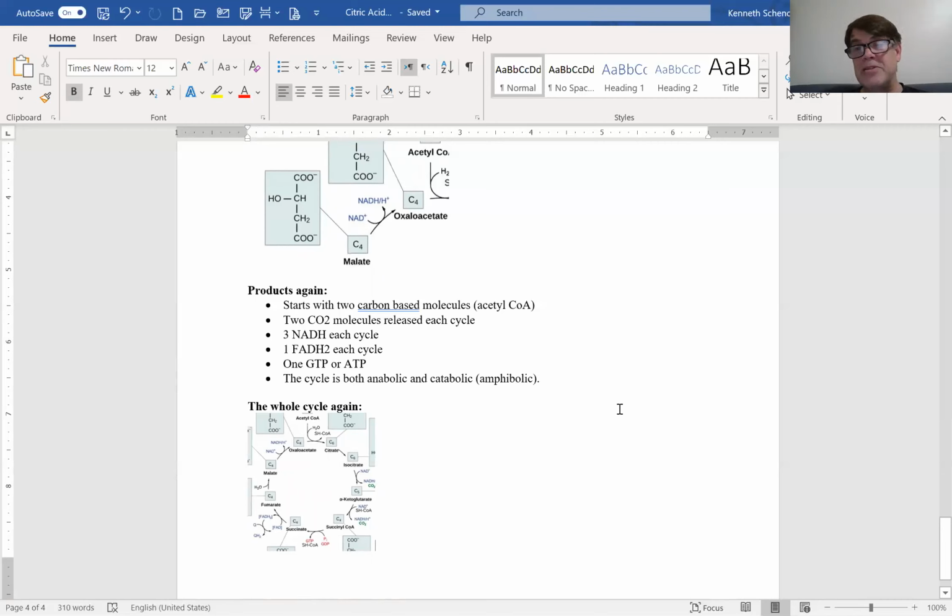Well, I tried. It's the citric acid cycle. If you were to memorize all this stuff, you'd memorize all this stuff. But the citric acid cycle in detail by none other than Ken Schenk. We'll see you next time on oxidative phosphorylation.